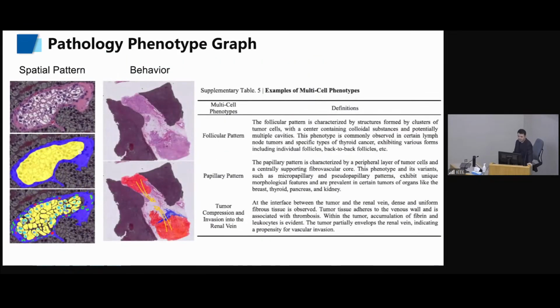Multi-cell phenotype refers to phenotypic manifestation composed of several cells and other entities such as tissues, biomolecules, or anatomic structures. So the characteristics of this phenotype include not only the phenotypic features of all the composing entities, but also the spatial arrangement and the dynamic behaviors among the group of entities. Table 5 lists some of the multi-cell phenotypes.